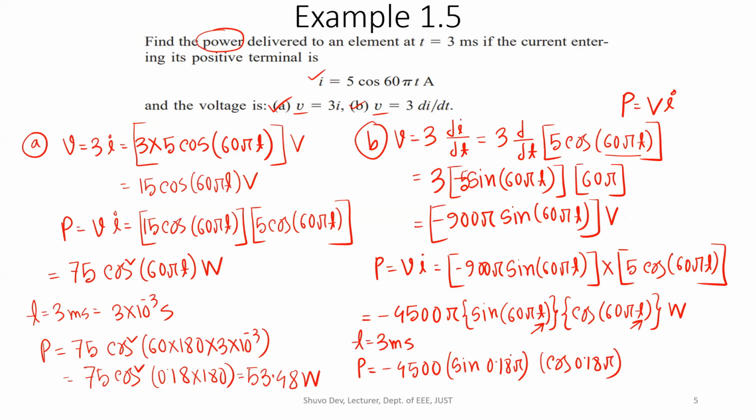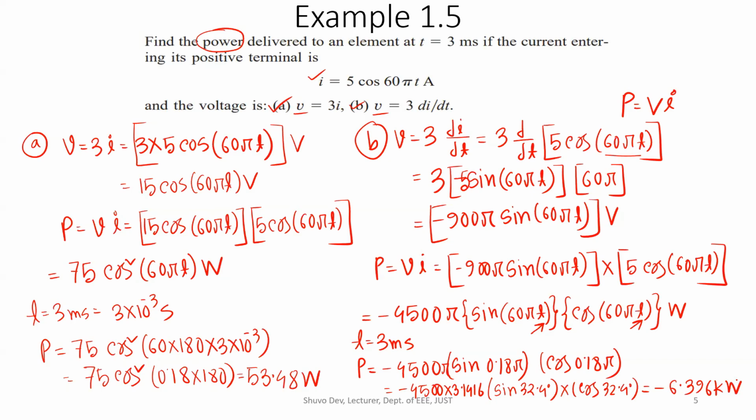So using calculator we can find, so what should we use? We should use 4500, and here will be the pi. So minus 4500 into 3.1416 into, sorry, here will be sine 0.18 pi, which is 32.4 degree. Sine 32.4 degree into cos, similarly 32.4 degree. Using calculator we get minus 6.396 kilowatt. You can check it using your calculator. Hope you can do it by your calculator.